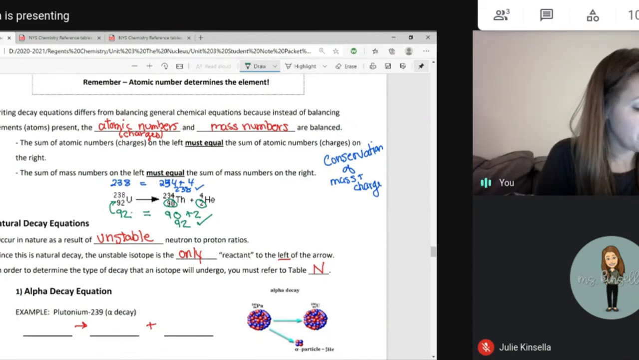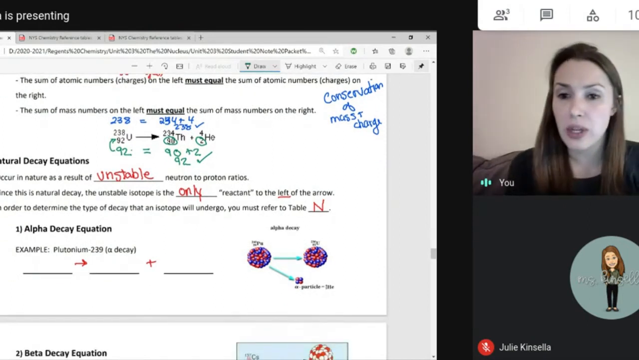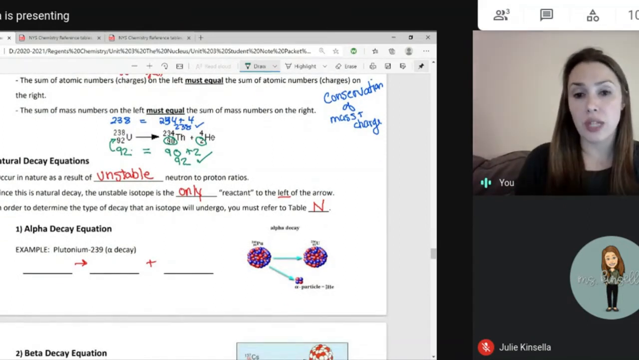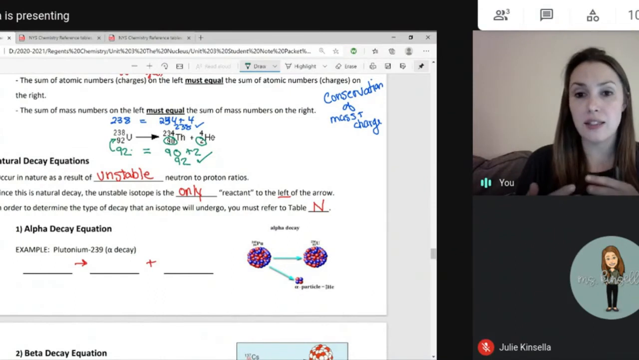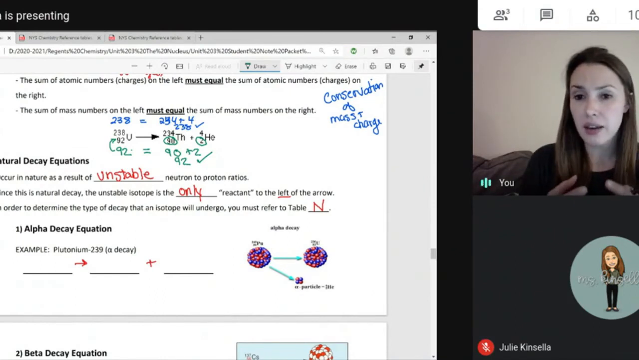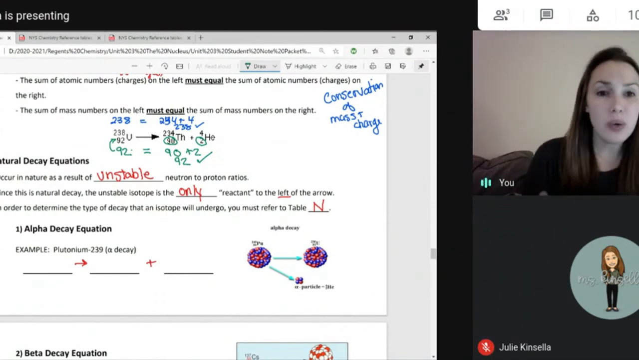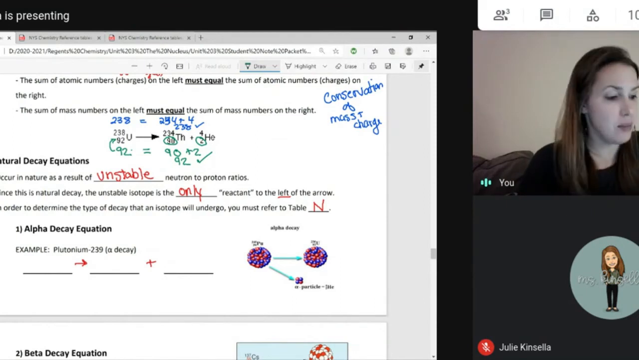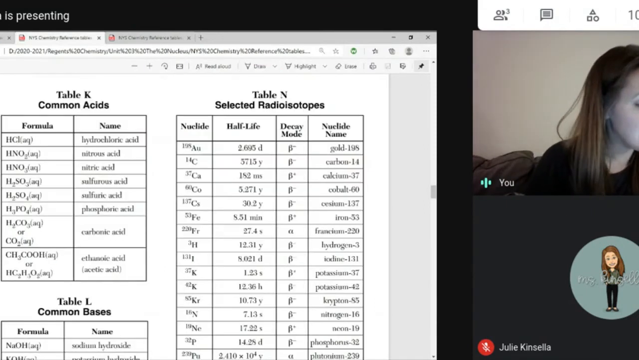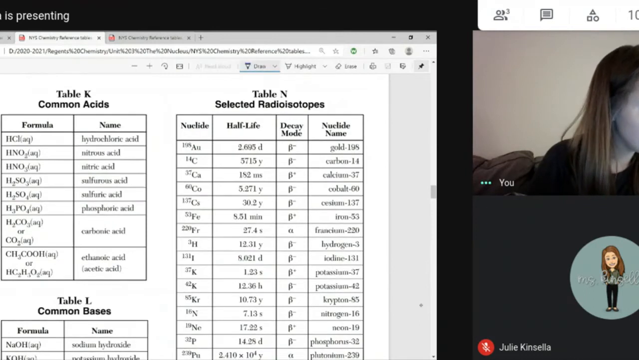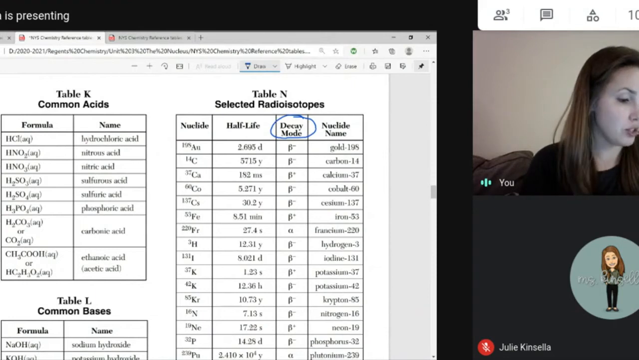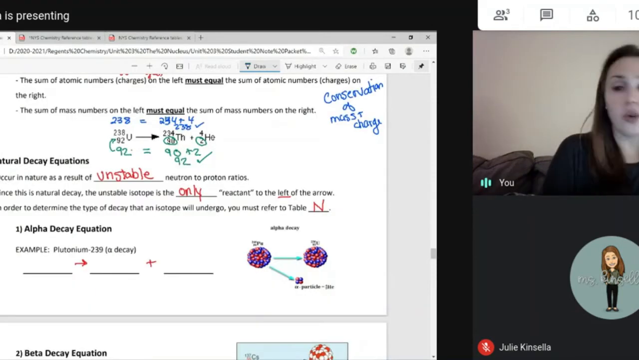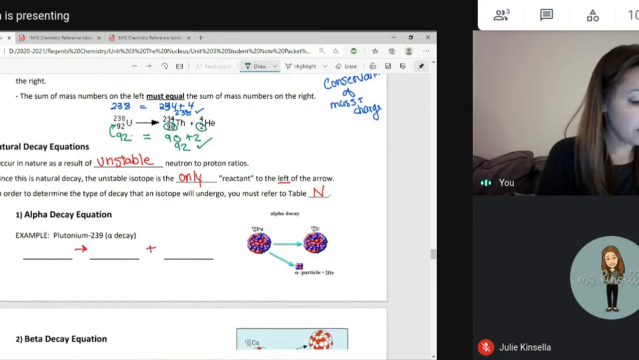With our natural decay equations, again, we're starting with an unstable proton to neutron ratio in a nucleus, so it's going to undergo this decay to become more stable. Because it's natural decay, it's going to be the only thing on the left-hand side, and I'm going to balance everything. How do I know what type of decay it undergoes? We're going to be using Table N. Table N has the decay mode up here, which is going to help us tell if it is beta, alpha, or positron emission. All right, so we're going to first look at a couple examples together.